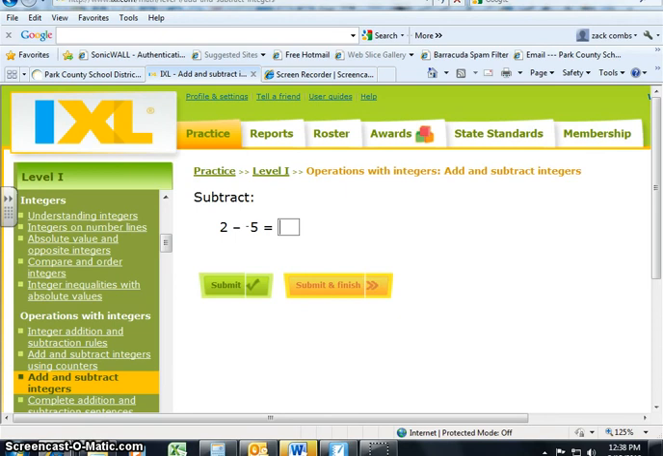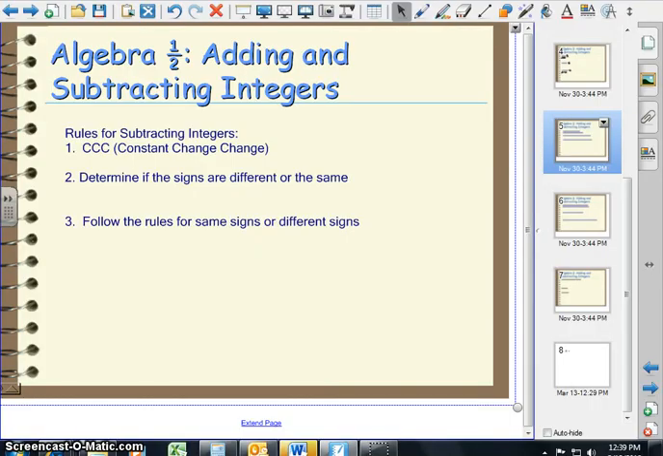Alright, our next example is 2 minus -5. We are subtracting integers, so let's review our rules for subtracting integers. Step 1, CCC, constant change. Step 2, determine if the signs are the same or different. Step 3 is going to be follow the rules for same signs or different signs adding of integers.